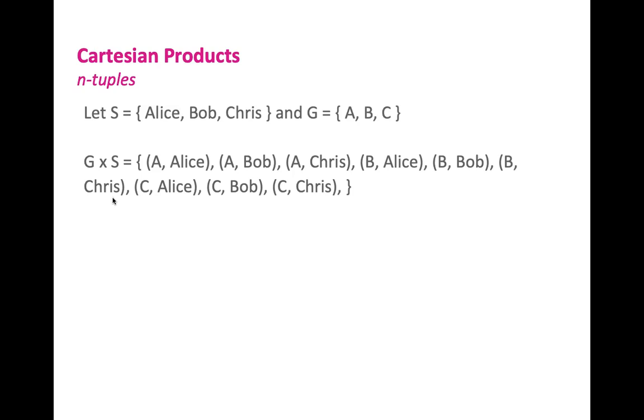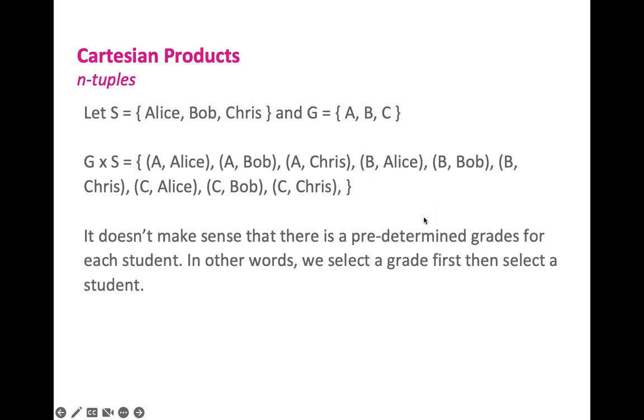So what if we have the Cartesian product of G times S? The order will be different. So we have (A, Alice), (A, Bob), (A, Chris). It doesn't make any sense that there are predetermined grades for each student. In other words, what we did here was we selected a grade first, then selected a student, which is not correct. So we can say that G times S is not equivalent to S times G.